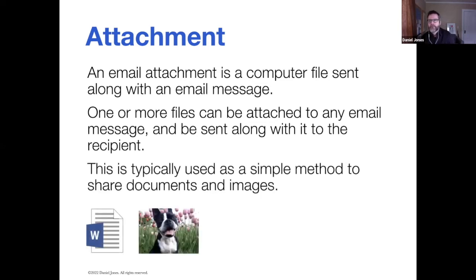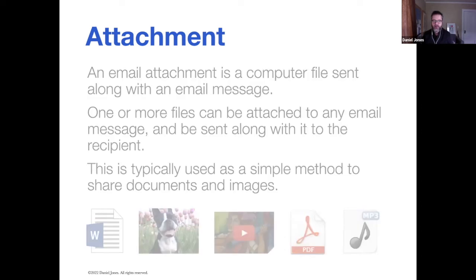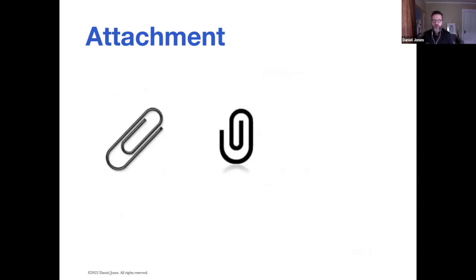Most of the time, the type of attachments that we are sending are photographs, or maybe a link to a website or a video, or you might attach a Word document or a PDF file. These are individual files that you can attach to an email when you send it to somebody. And the universal symbol for attachment is a paperclip. If you see a paperclip icon somewhere in your email window, that is what you click on to send an attachment.